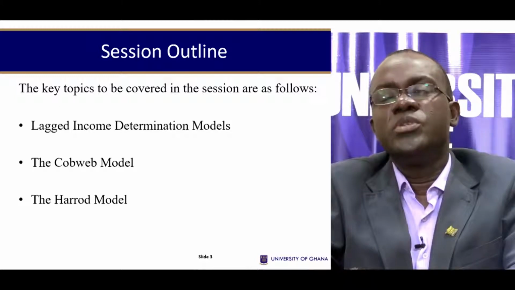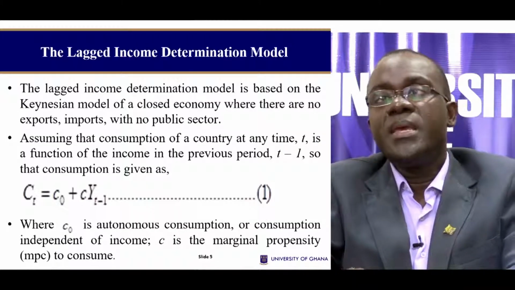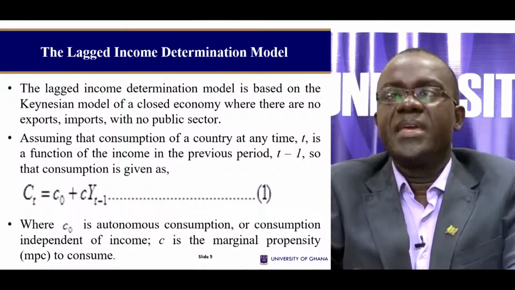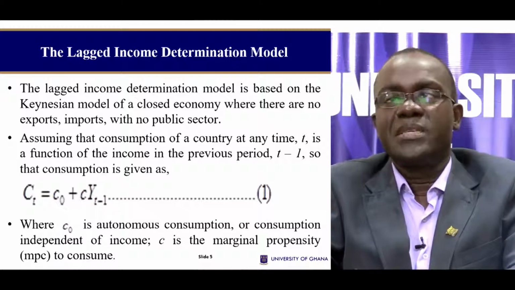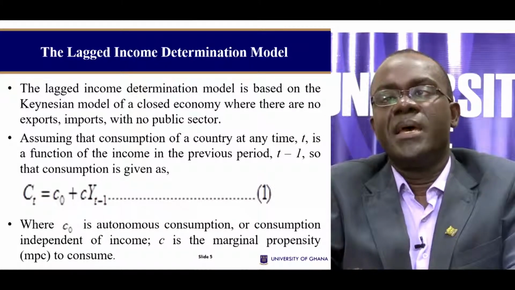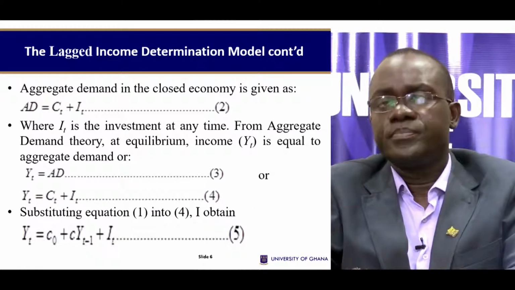I intend using difference equations to discuss the Lagged income determination model, the Cobweb model, and the Harrod models. Let's take the first one, the lagged income determination model. I think in macroeconomics, you've discussed that consumption depends on C0 plus C Y(t-1), where C0 is autonomous consumption, C here is the marginal propensity to consume, and Y is your income, right?